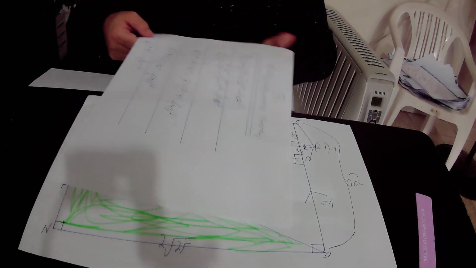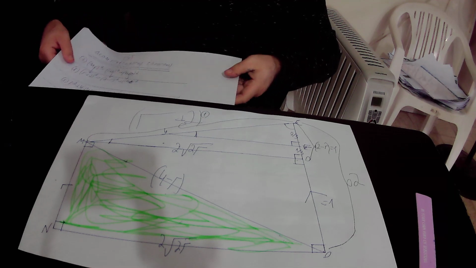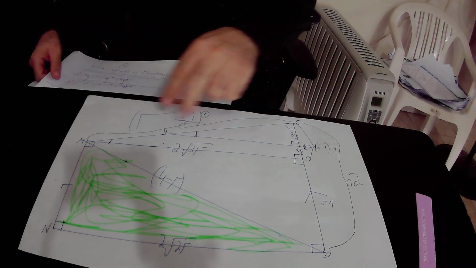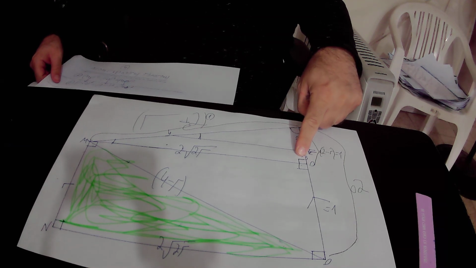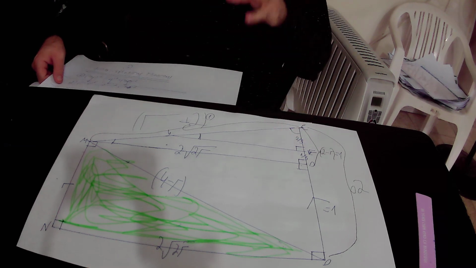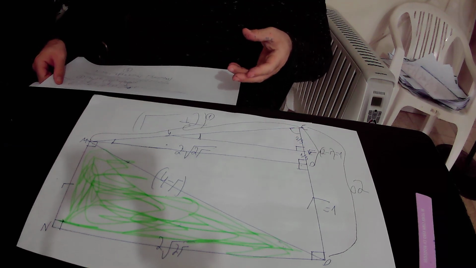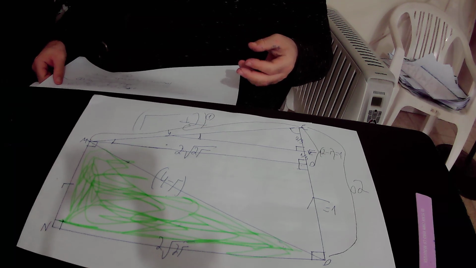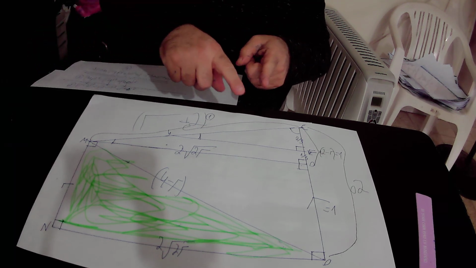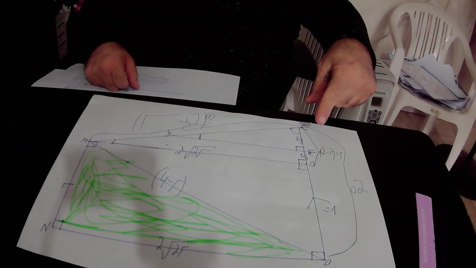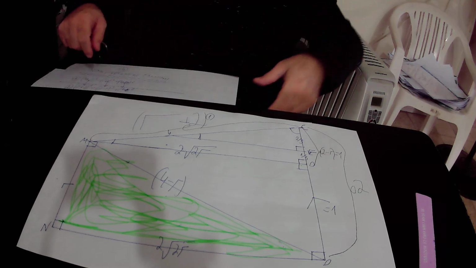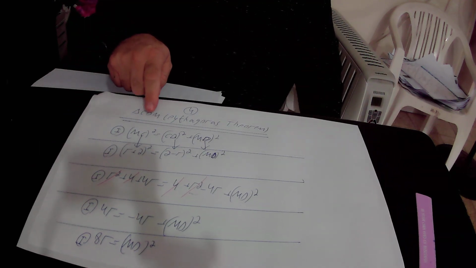And then we focused on the right triangle, triangle CDM. Triangle CDM is a right triangle because this angle equals 90 degrees. According to the Pythagoras theorem, in any right triangle, the square of the hypotenuse equals the sum of the squares of the perpendicular sides. The square of the hypotenuse is CM squared, which equals CD squared plus MD squared.